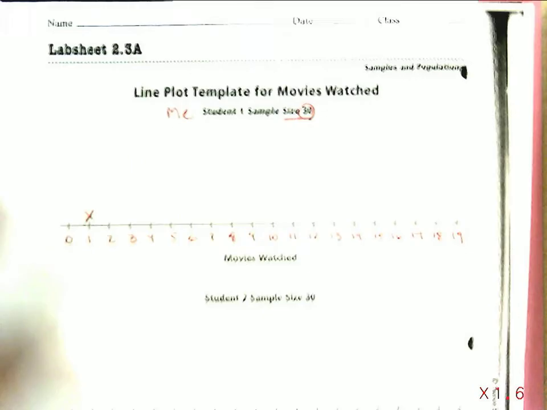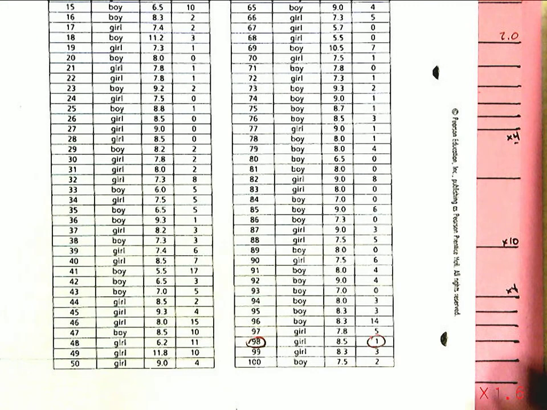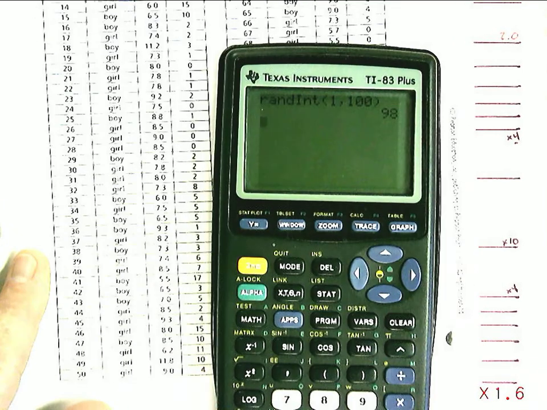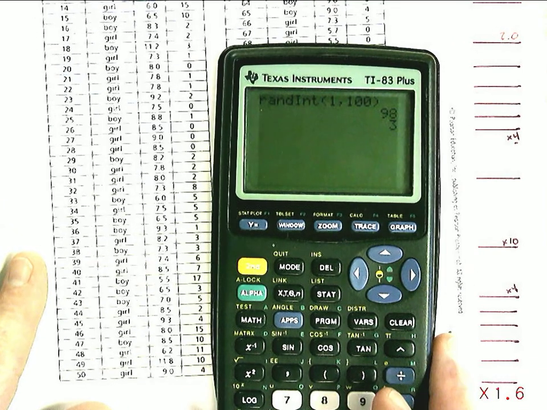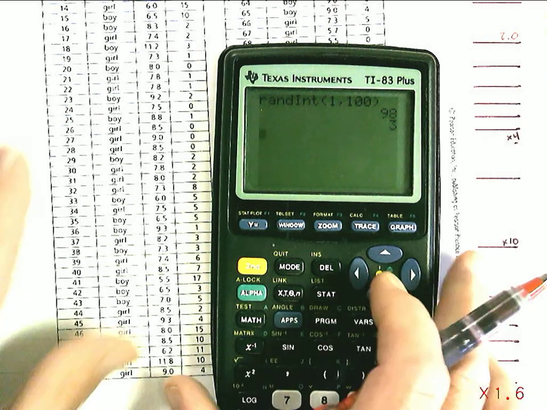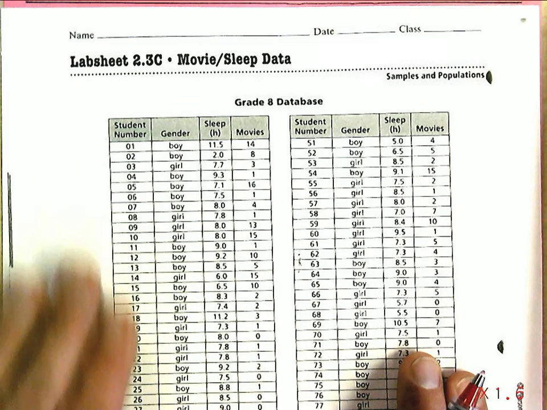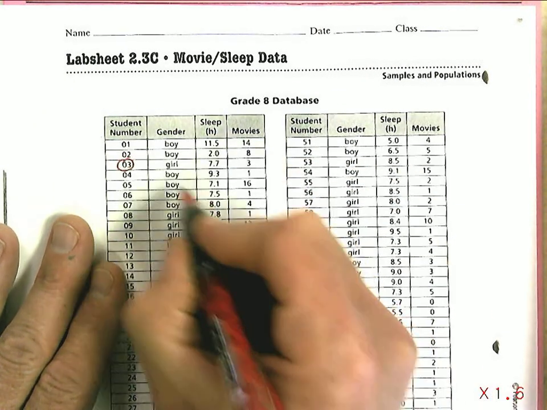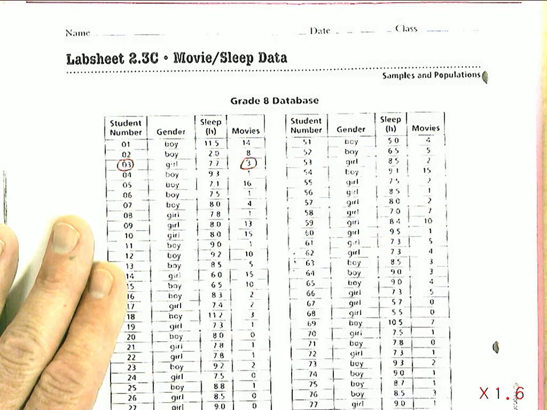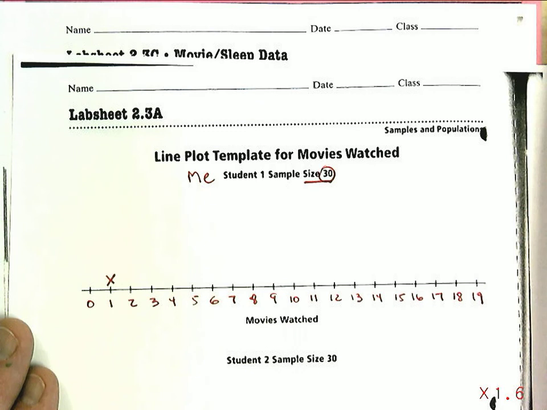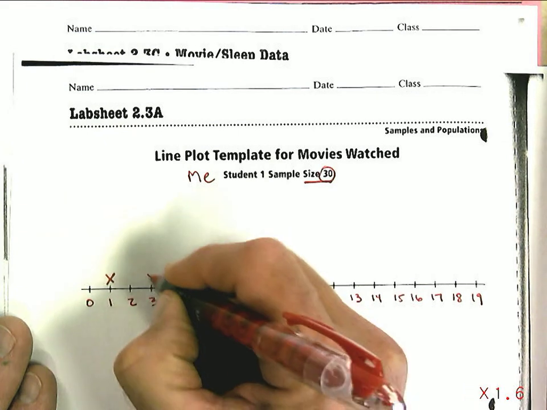So I'm going to go back to my list and my graphing calculator, and I'm going to just hit enter again. Now once I've got this started, it will just do that for me, and now it picked, when I hit enter, person number 3. So I'm going to go to person number 3, so this person here who watched 3 movies. And I'm going to go to my line plot, and on my line plot I'm going to mark an X just above the 3.